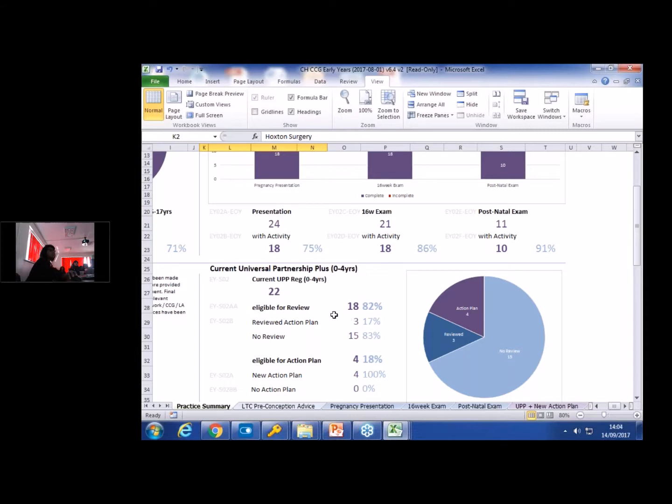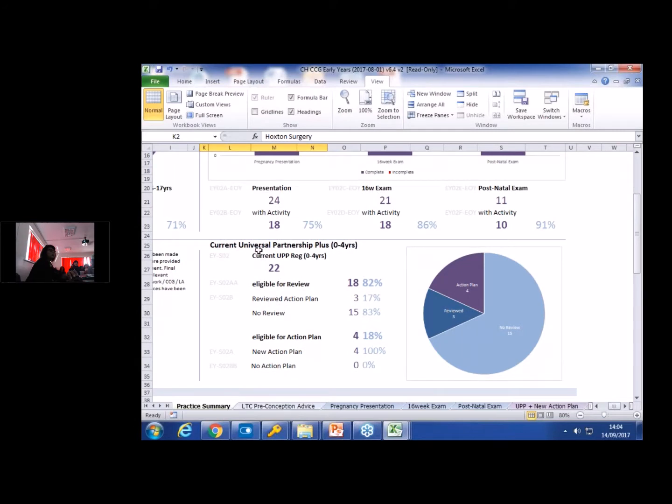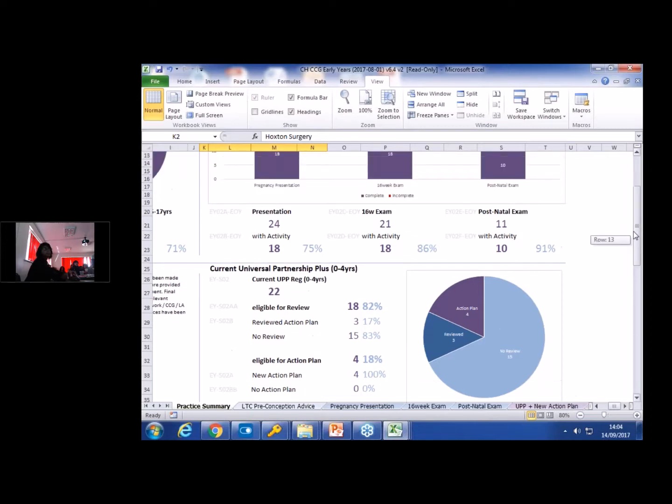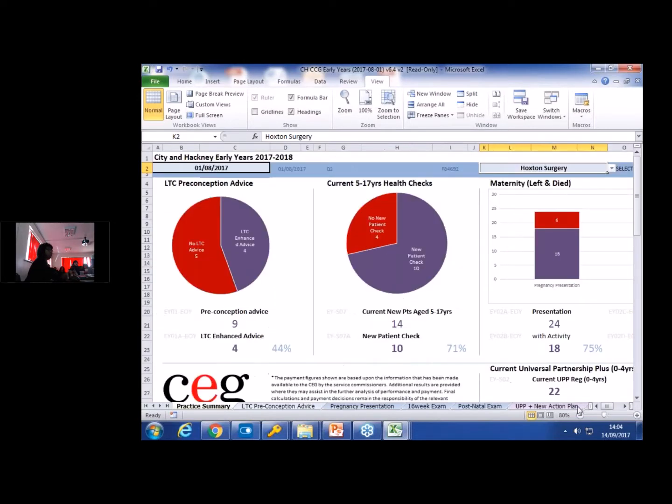And here we have Universal Partnership Plus. Either you're eligible for review or eligible for a new action plan. If you're eligible for a review, how many of them have been reviewed and how many didn't have a review? And if there's an action plan, it's the same: how many had the new action plan done and how many didn't. So straight away you can see your numbers on the first page of the early years dashboard.